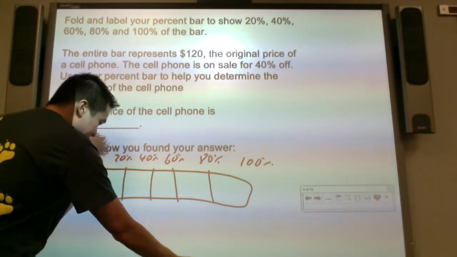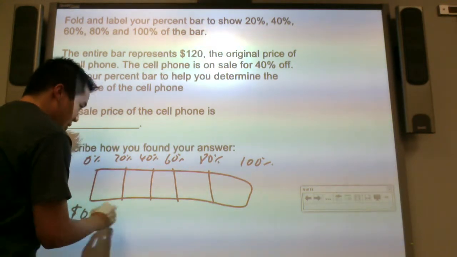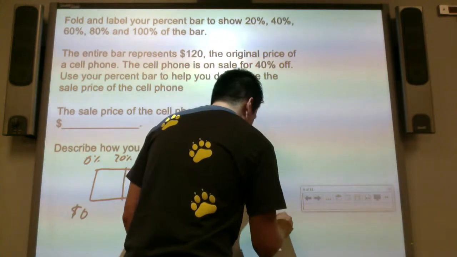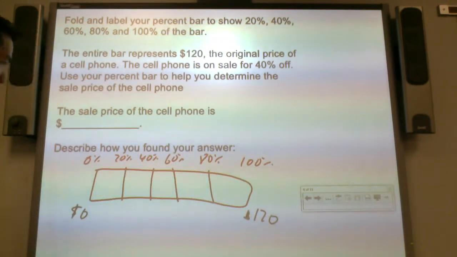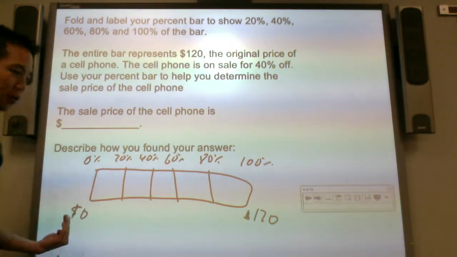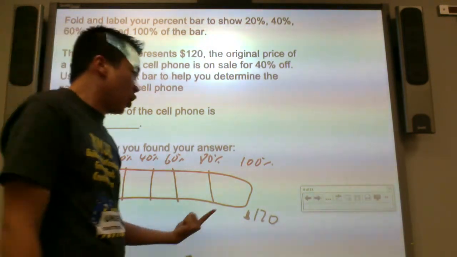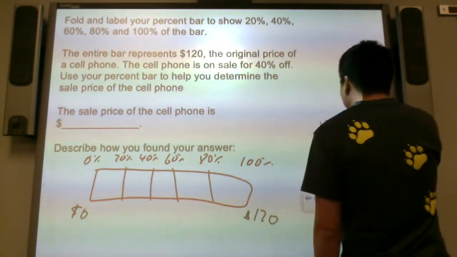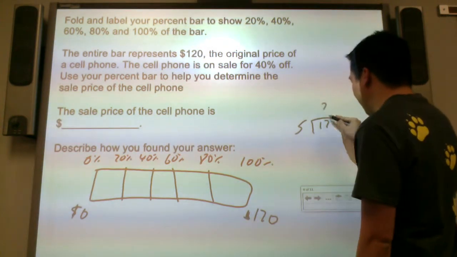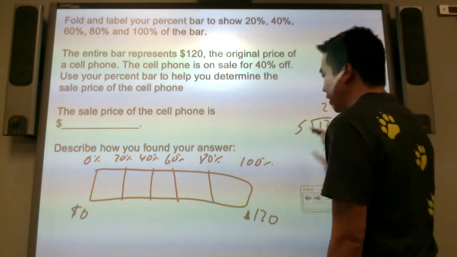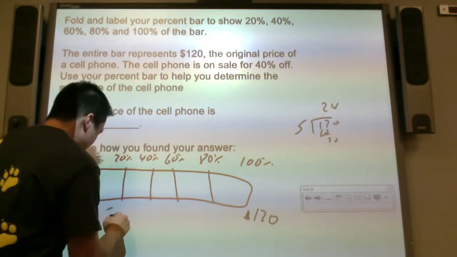So we know this is $0. This one is $120. So we need to fill in the dollar amount. So this is divided into how many sections? Into fifths. What is $120 divided into 5 sections? It would be $24 per section.